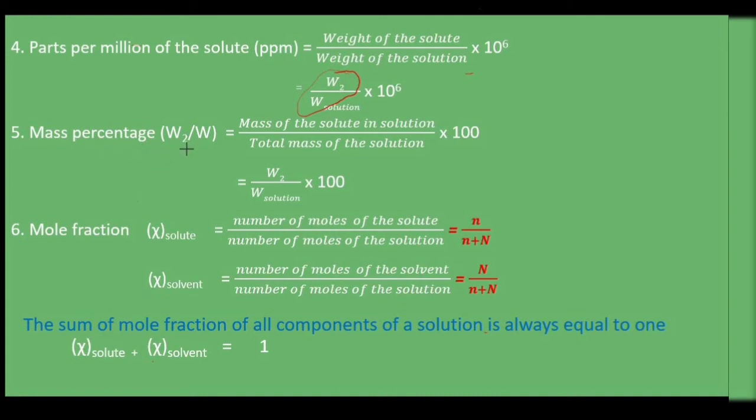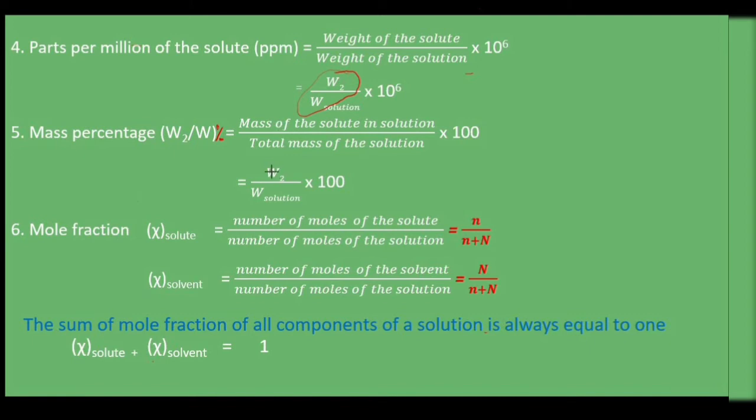What is mass percentage? Normally it is expressed with the simple percentage symbol. Understood? So how will you calculate the mass percentage? If you know the mass of the solute in the solution and the total mass of the solution, it is possible to calculate the mass percentage. So mass percentage is the mass of the solute in the total mass of the solution. So mass of the solute divided by total mass of the solution into 100 will give mass percentage.